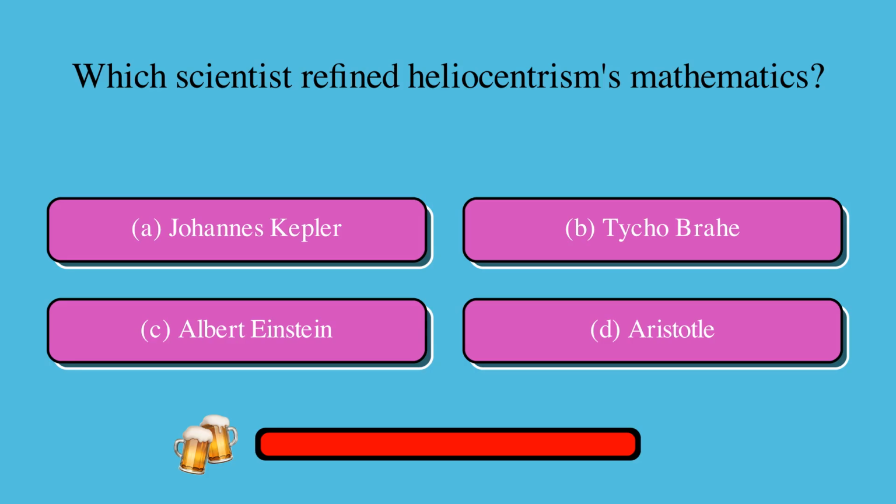Which scientist refined heliocentrism's mathematics? Is it A. Johannes Kepler, B. Tycho Brahe, C. Albert Einstein, or D. Aristotle? The correct answer is A. Johannes Kepler.